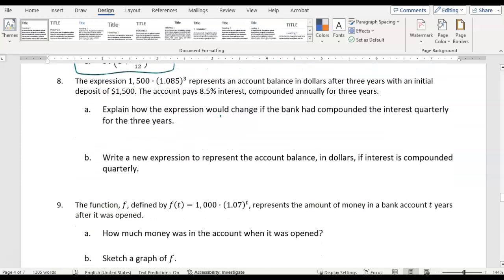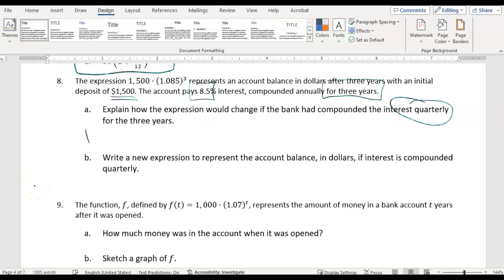All right, number 8, the expression represents an account balance in dollars after 3 years with an initial deposit of $1,500. The account pays 8.5% interest, which we see right here, compounded annually for 3 years. Compounded annually means 1 time per year. Explain how the expression would change if the bank had compounded the interest quarterly for 3 years. So if they were compounding the interest quarterly for 3 years, then we would need to break up that 8.5% interest. So let's write out what that would look like.